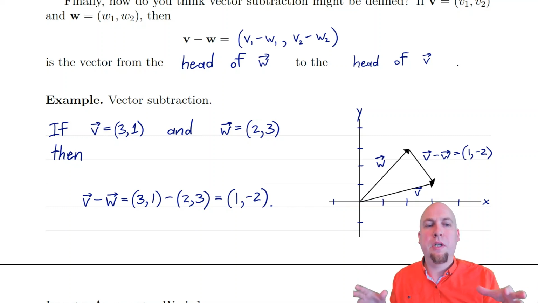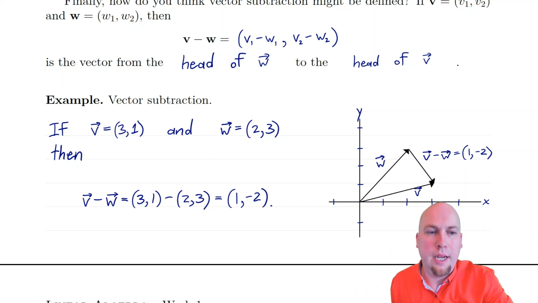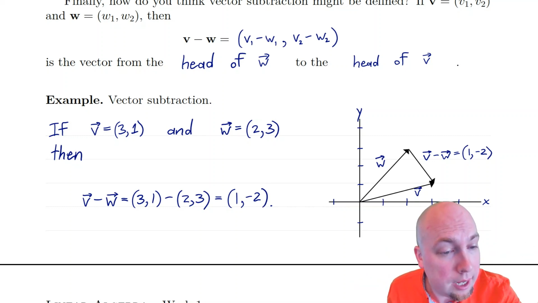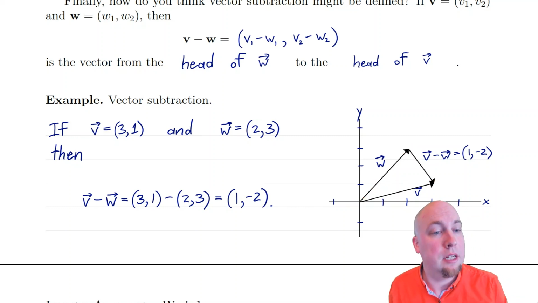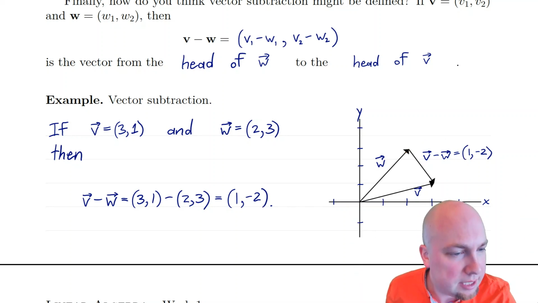The way to think about this is just remember that subtraction undoes addition. So think about it in terms of addition instead. What I've got here is a triangle where I follow the path of w, and then I follow the path of v minus w. Well, if I do w plus v minus w, the two w's cancel out, I'm just left with v.